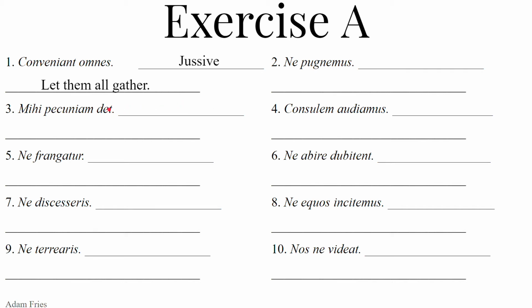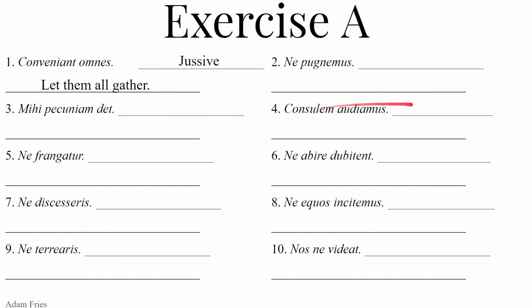So let him, let her, or let it give money to me. Let him give money to me. May he give money to me. We're not saying da, give pecunia mihi, give money to me. We're being more polite about it. Let him, let her give money to me. Let him give me money. Let her give me money. Jussive subjunctive.